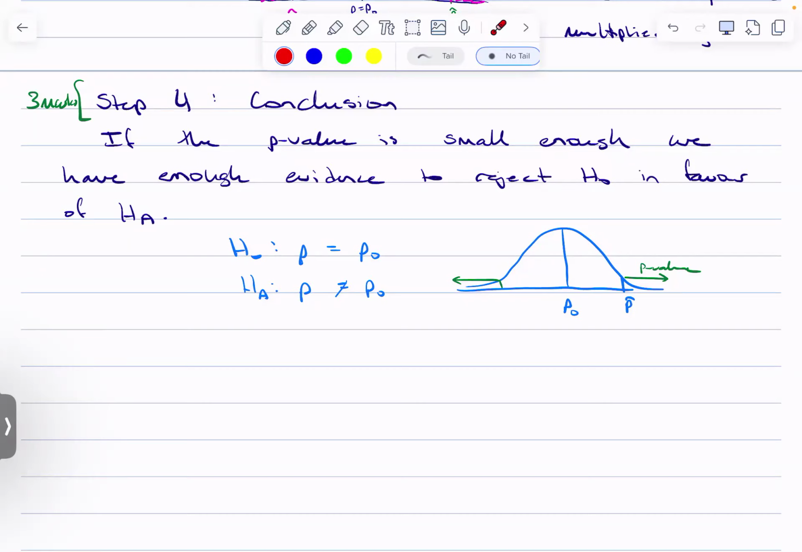So what happens is, as you move further and further away from your P naught, this P value gets smaller and smaller. That means if the P value is small enough, we need some threshold where, if it's smaller than this, then it's unlikely that H naught is true. Okay? And so here I'll make a note.